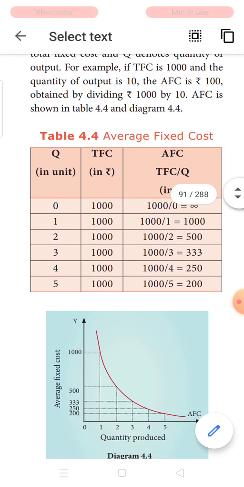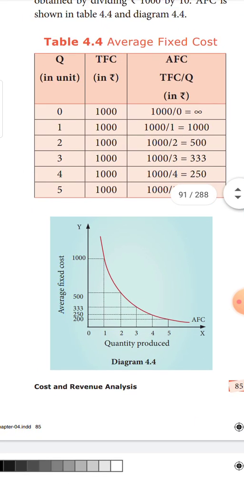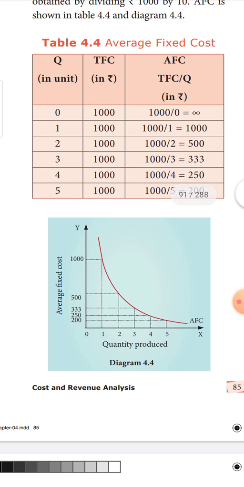Now for the same table, same TFC values, we are going to find the AFC, the average fixed cost. What is the formula? Total fixed cost divided by Q. That is also given in rupees only. Now we just look into the table. 1000 divided by 0 is infinity. 1000 divided by 1 is 1000. 1000 divided by 2 is 500. Again, just observe the last column, the AFC column. Initially AFC is infinity, then 1000, 500, 333, 250, 200.